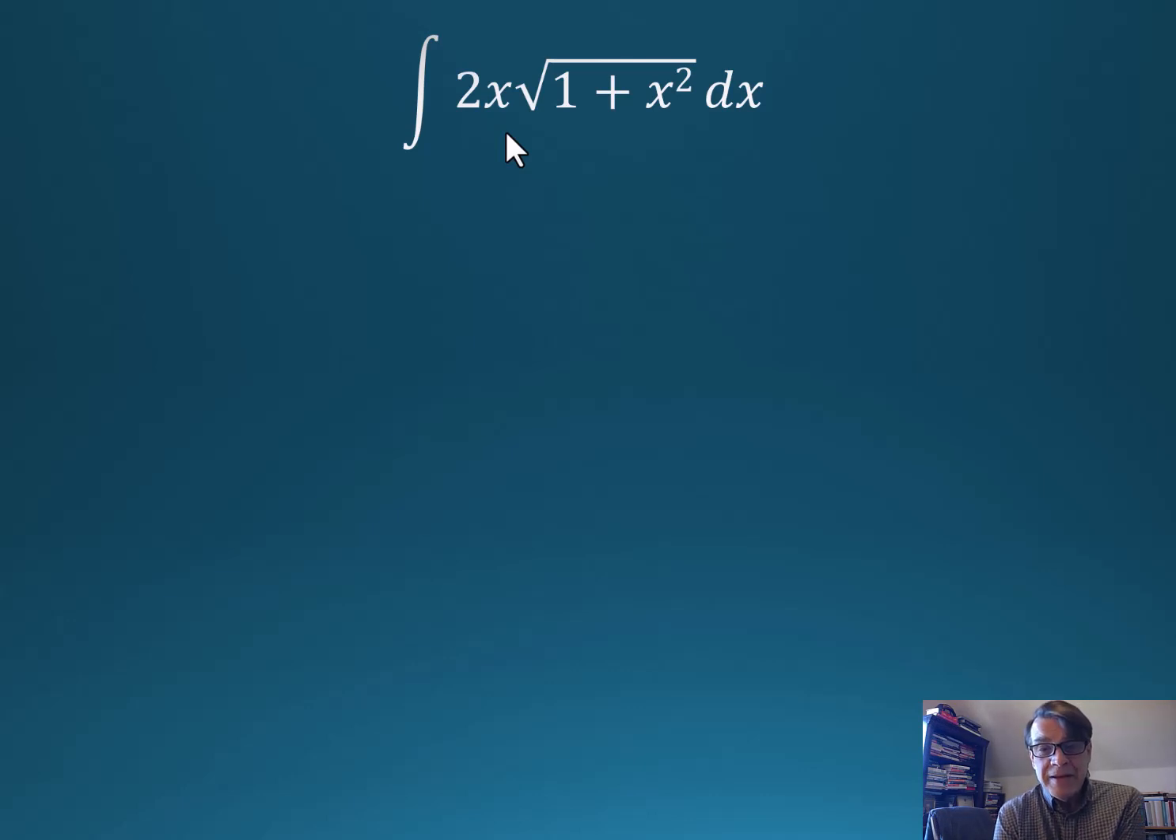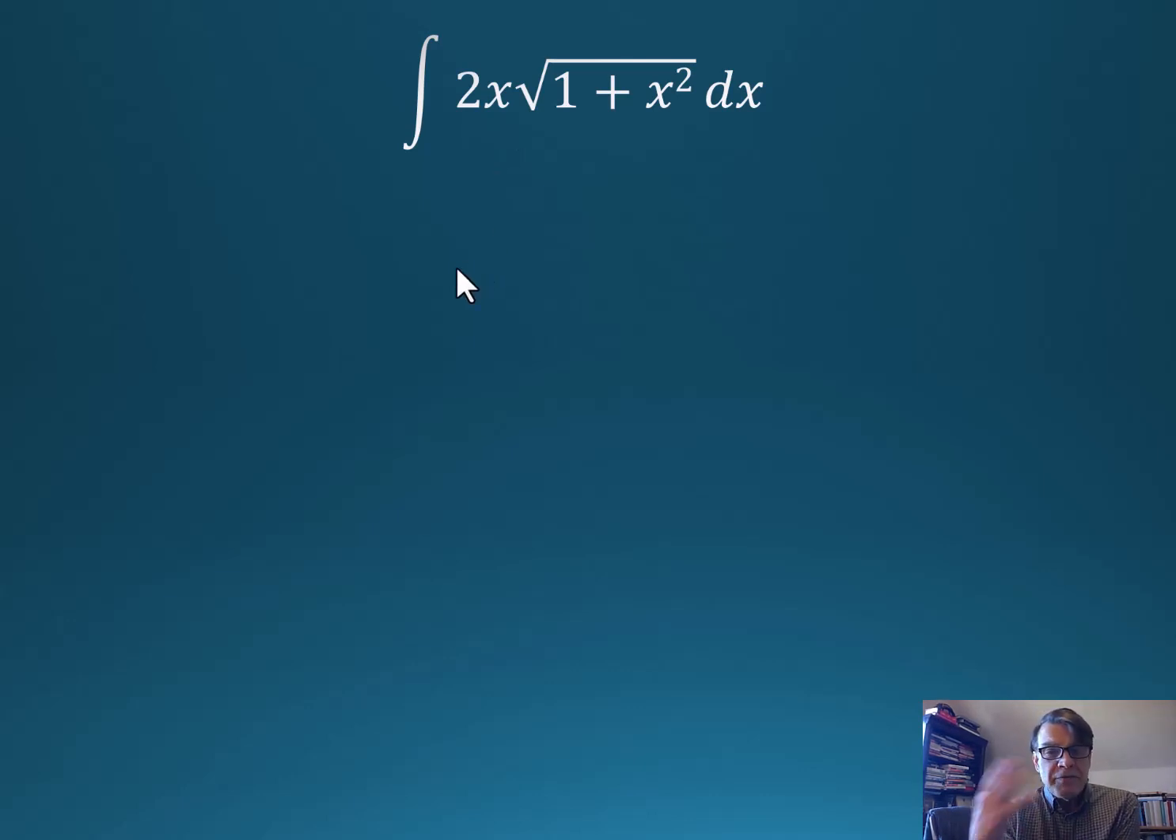Well, let's play around with it, shall we? Let's look at this little integral of mine. So this is the integral of 2x times the square root of 1 plus x squared dx. How are you going to integrate this thing? I mean, that looks complicated, right?